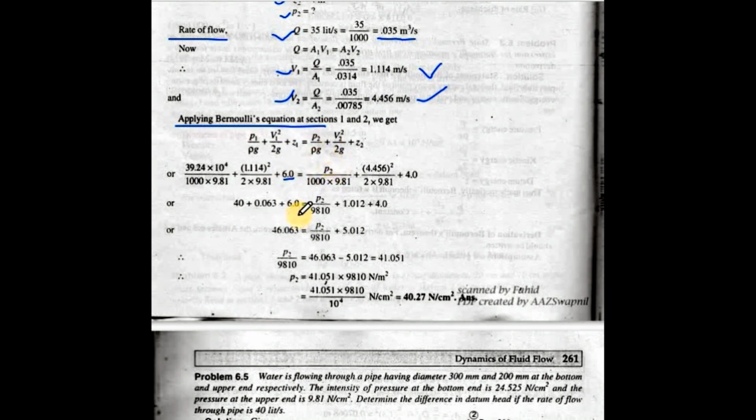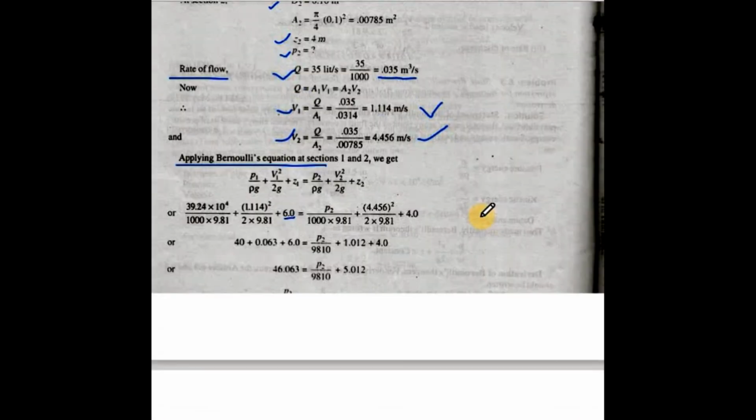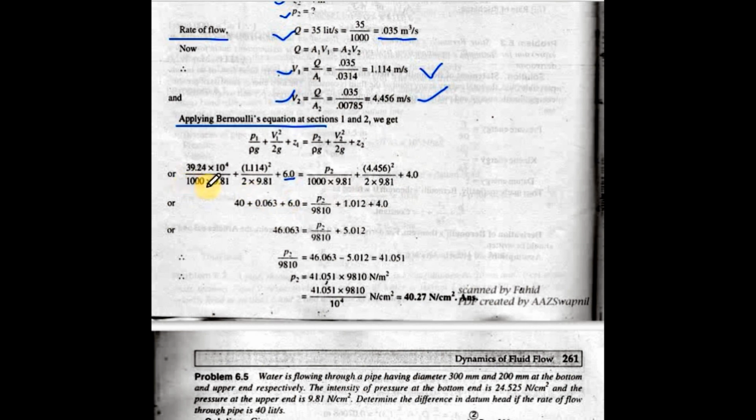P2 we need to calculate. The density is 1000 into 9.81. V2 we know is 4.456 square into 2 into 9.81, plus the second point is at a height of 4 meter from the datum. So after putting in all these values, we are left with only one unknown, that is P2. So from here we can calculate the pressure.